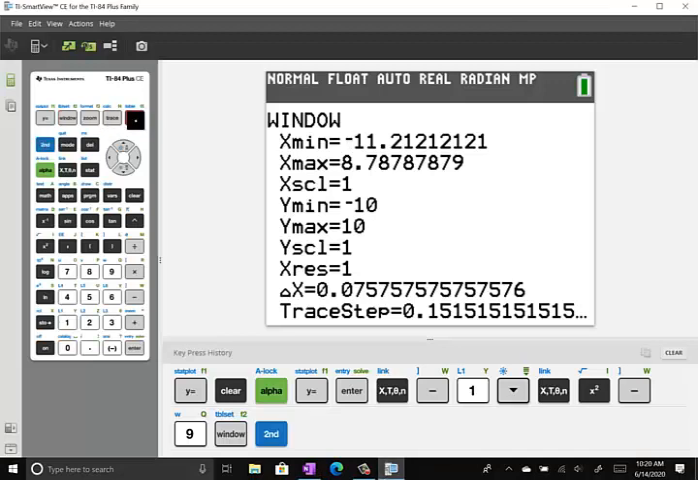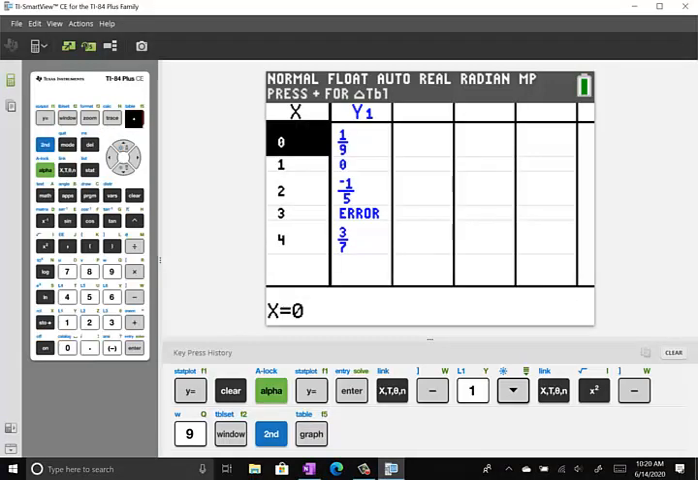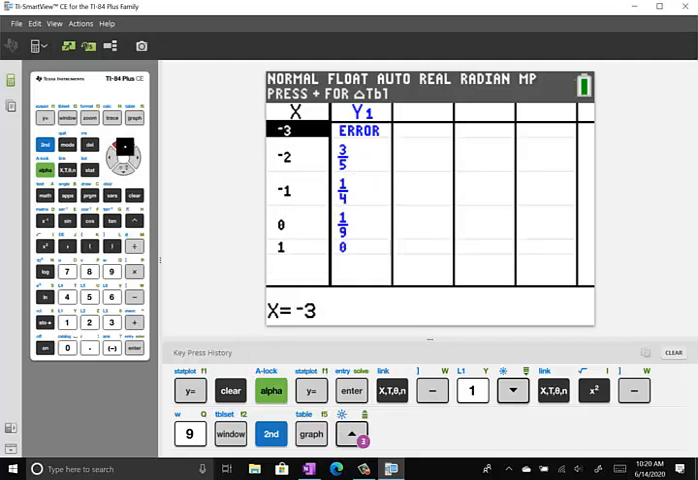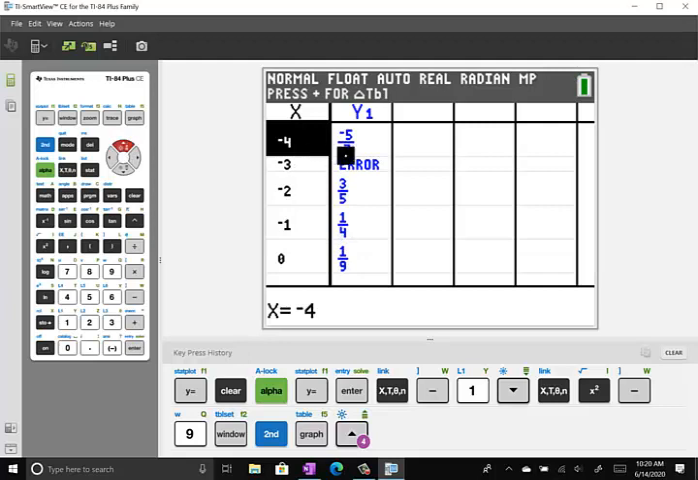Now that we have it plugged into our calculator, we hit second graph, and we get our x and y chart. Let's scroll up to -4. At -4, it's -5/7. I'll write it down. I just don't want to switch back yet. At -2, it's 3 over 5.